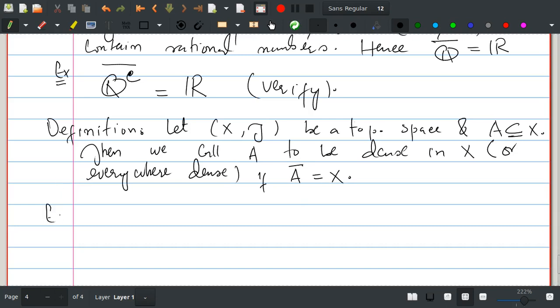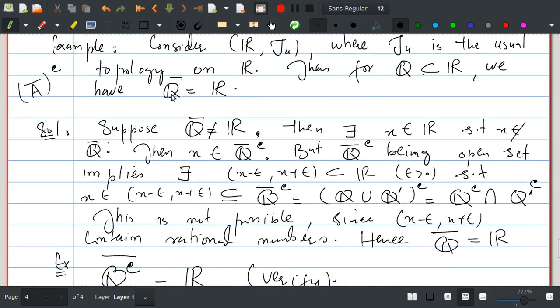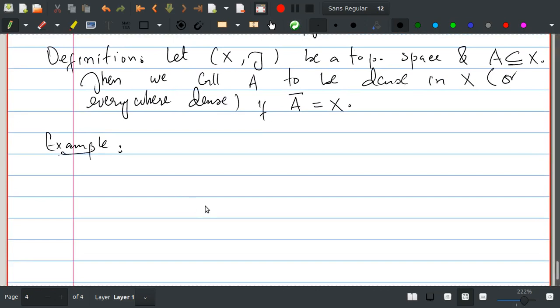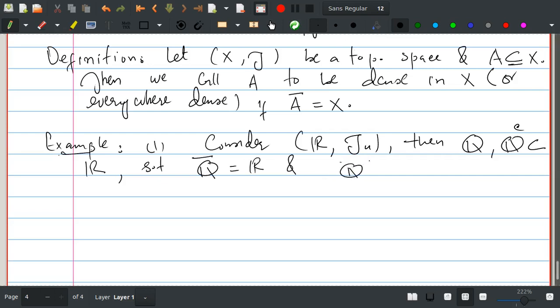Let us do some examples. As we have seen above, if we take the topological space R with usual topology, then the set of rational numbers as well as the set of irrational numbers are both dense in R. So the first example is, consider R with standard topology, then Q and Q complement both are subsets of R such that Q closure is R and Q complement closure is also R. So both are dense in R.